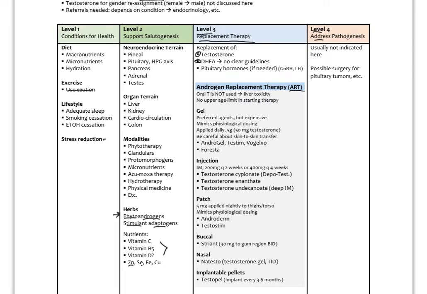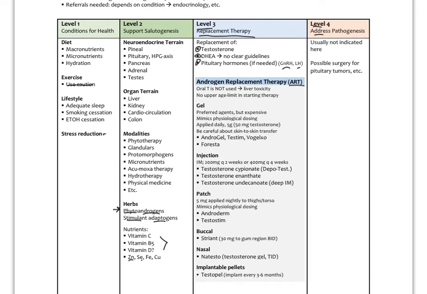Pituitary hormones are sometimes given in extreme cases if we need to, like GnRH, LH by injection. But androgen replacement therapy, a couple of words here, and I'll go into the next slide in more detail on this. But basically, oral testosterone is not used. So that's one clear thing we need to keep in mind. That has a high incidence of liver toxicity, raises liver enzymes. It also increases your clotting proteins and increases your cardiovascular risk. So oral testosterone, although available, should not be used.